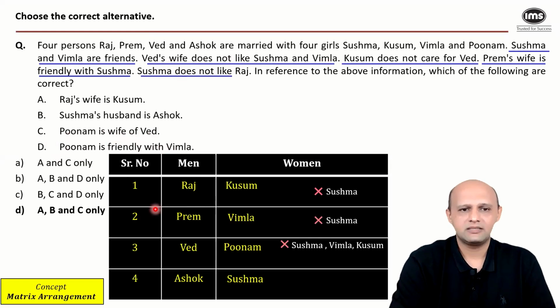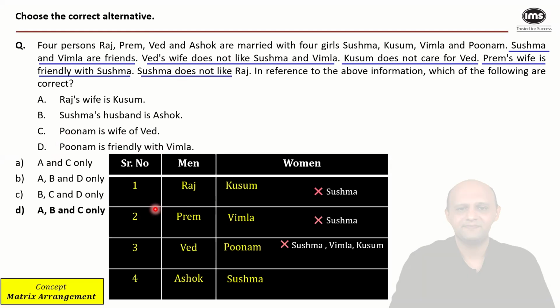Sushma's husband is Ashok. Correct. Poonam is the wife of Ved. Yes, correct. So Poonam and Ved are a couple. Poonam is friendly with Vimla. Is that true? Not really, because Ved's wife does not like Sushma and Vimla. So Poonam is clearly not friendly with Vimla. So what's the answer to the question? The answer is option D, which is A, B, C only.